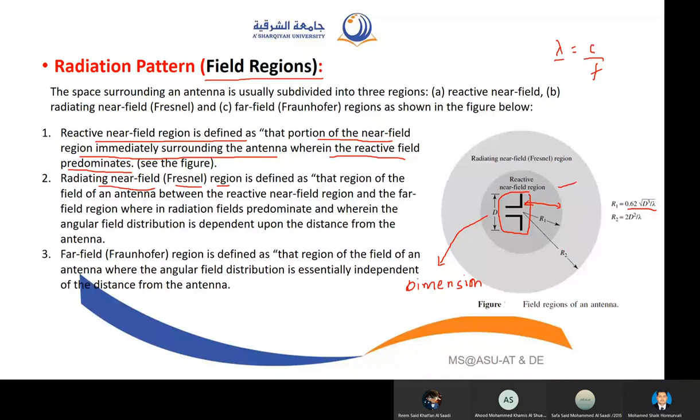After the reactive field region, and above this, we have the far field. Whatever region is present after the Fresnel region, we call it the far field.